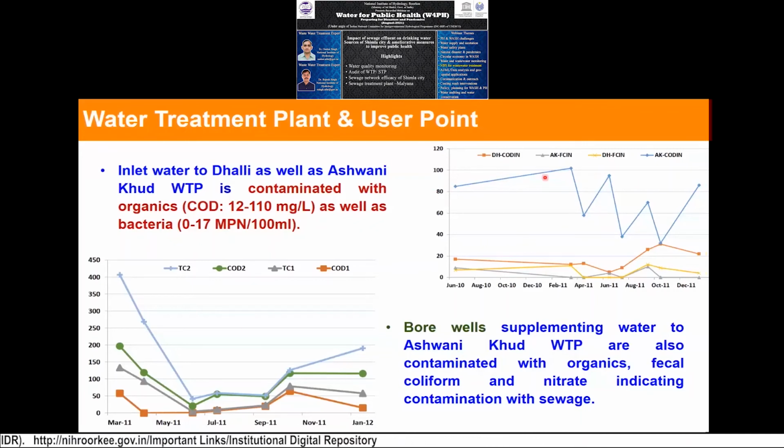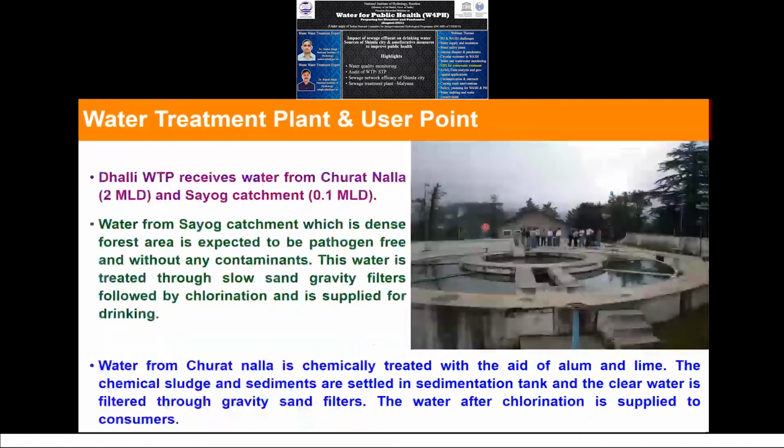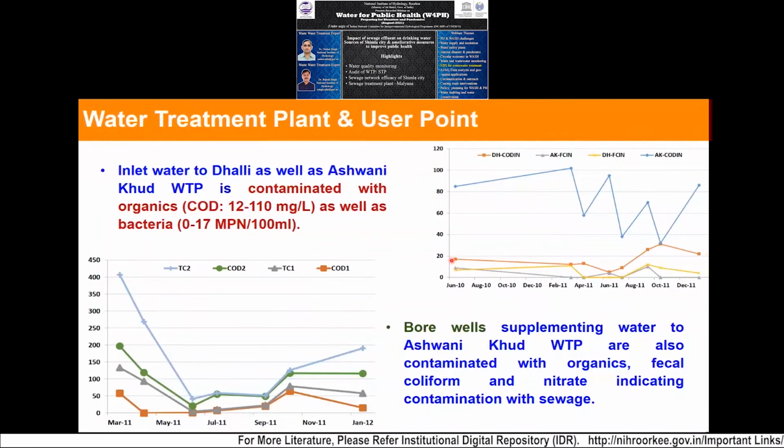Here, this graph shows the organics in the different treatment plants, and you can see that in the Dhali water treatment plant the COD was very low. I am talking about the scheme from the Churat Nala. So this is the COD in the Churat Nala scheme inlet, this is the fecal coliform in the Aswini Khad water treatment plant and the fecal coliform in the Dhali water treatment scheme, and this is the COD inlet to the Aswini Khad water treatment scheme. So a lot of organics were there in the Aswini Khad.